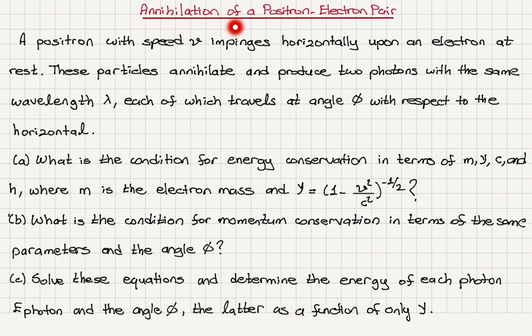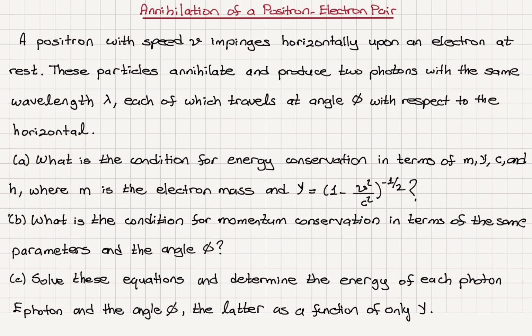Annihilation of a positron-electron pair. A positron with speed v impinges horizontally upon an electron at rest. These particles annihilate and produce two photons with the same wavelength lambda, each of which travels at angle phi with respect to the horizontal. Part A.